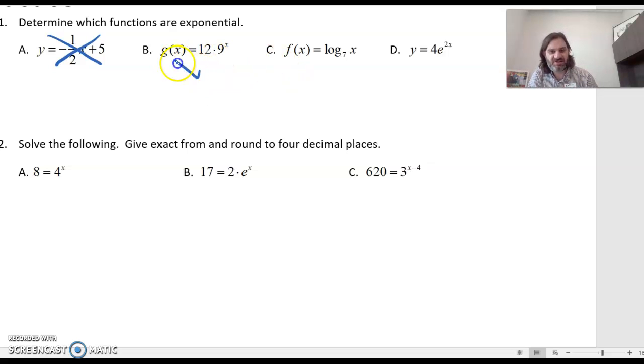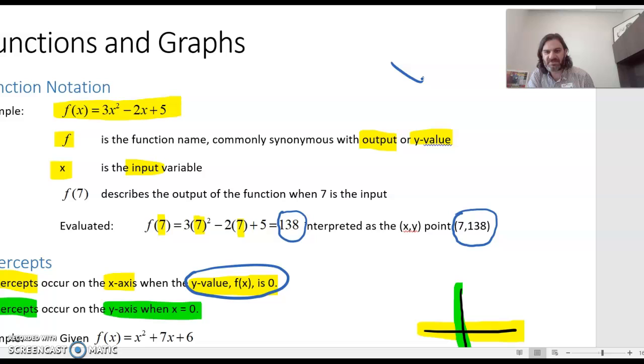That is exponential because you see a variable in the exponent. C, f of x equals log base 7 of x. That's a logarithmic expression. D, y equals 4 times e to the 2x. Yes, it's a little bit more complicated exponent, but it is.